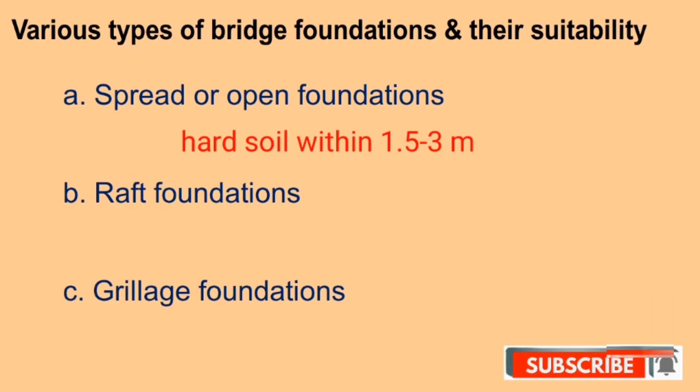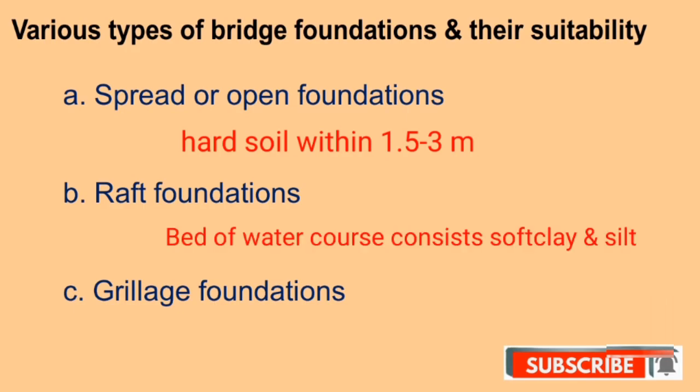Then second one, raft foundation. This type of bridge foundation is suitable when the bed of the water course consists of soft clay and silt and the hard soil is not available within reasonable depth, that is 1.5 to 2.5 meter below the river bed.